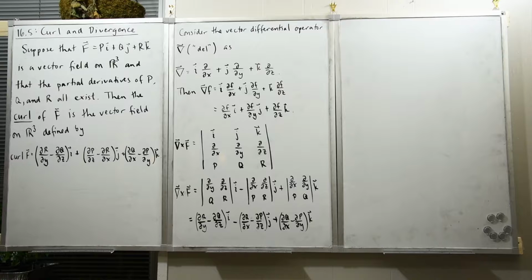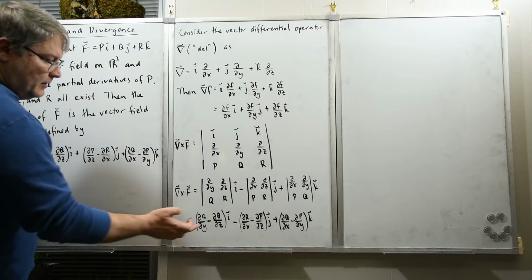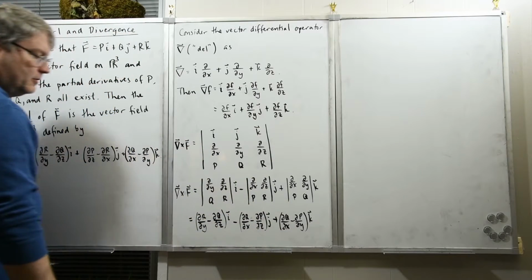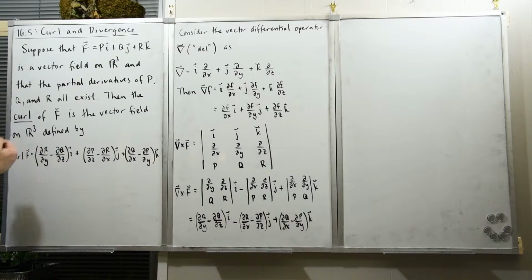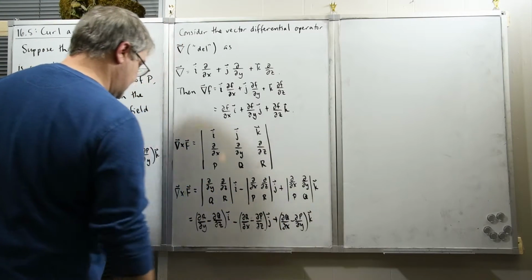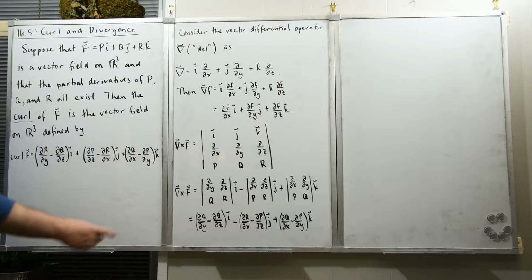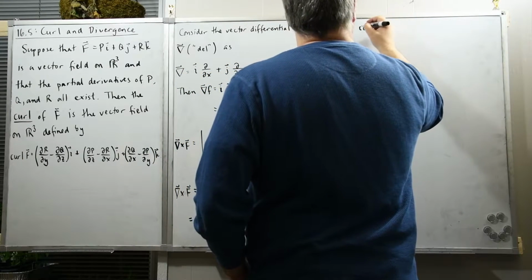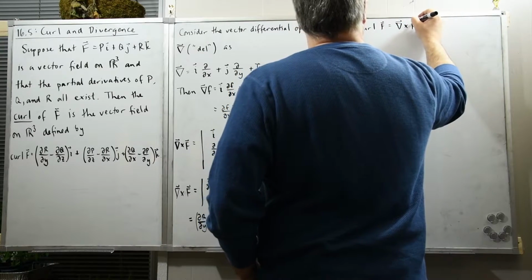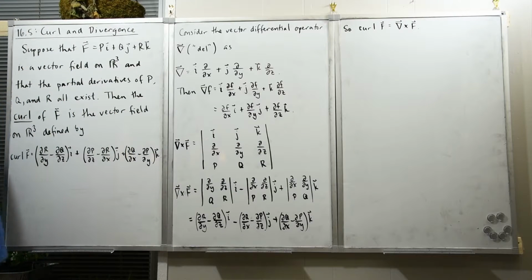But notice something here. The I component is partial R with respect to Y minus partial Q with respect to Z. Same I component we had here in the curl of F. We have minus partial R with respect to X minus partial P with respect to Z. But another way to write that would be partial P with respect to Z minus partial R with respect to X, which is precisely our J component in the curl of F. And then partial Q with respect to X minus partial P with respect to Y, same as the K component in the curl of F. So this is another way that we can represent the curl of F. And so with that in mind, let's take a look at an example.